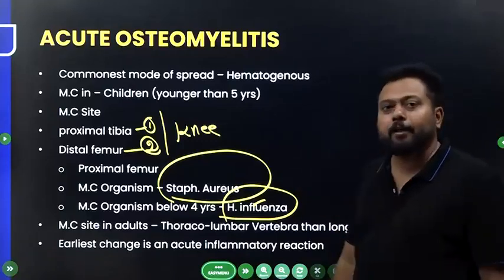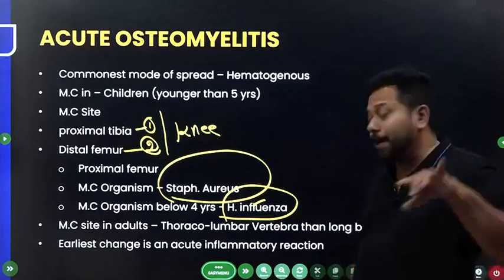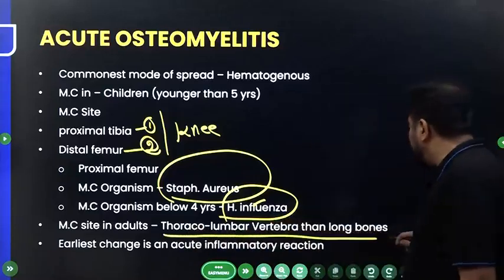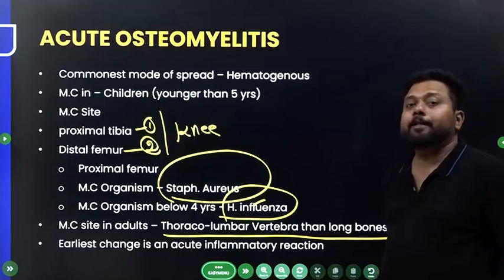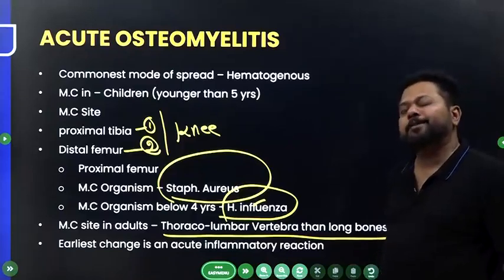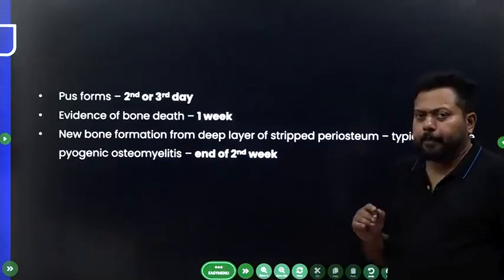Most common site of acute osteomyelitis in an adult is the thoracolumbar vertebra, then long bones. I said osteomyelitis is a disorder of children. When it happens in an adult, the most common site is the thoracolumbar vertebra, D12 L1, then long bones.